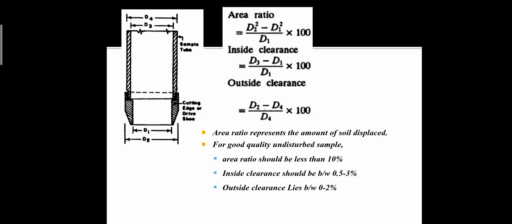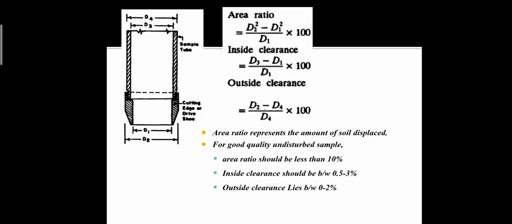Now what are the outer diameters? D2 and D4. D2 is the outer diameter of the cutting edge and D4 is the outer diameter of the sampling tube. So the ratio of those outer diameters will give you the outside clearance. So outside clearance is D2 minus D4 divided by D4 into 100, and the outside clearance value lies between 0 to 2%. You should memorize these ranges.